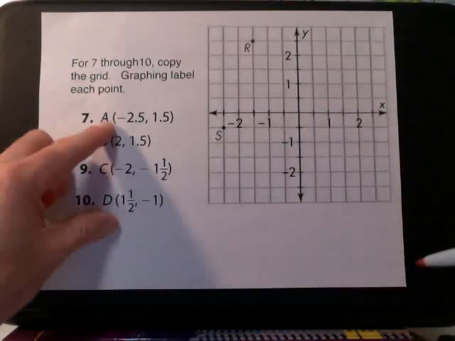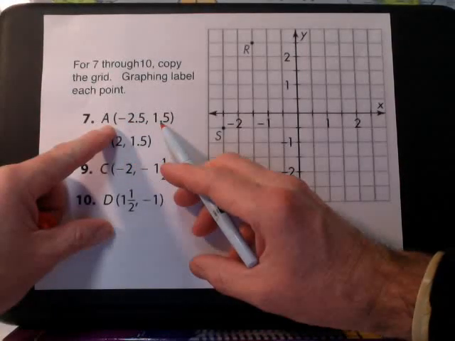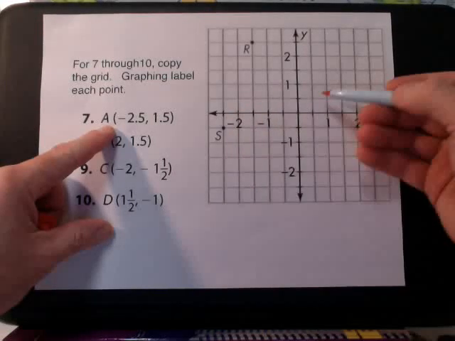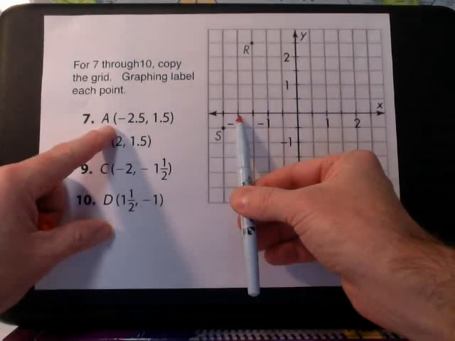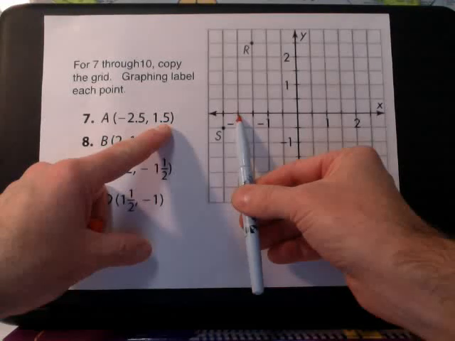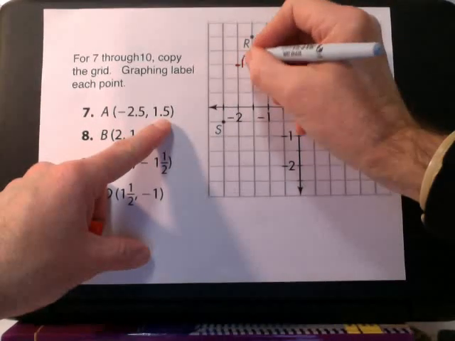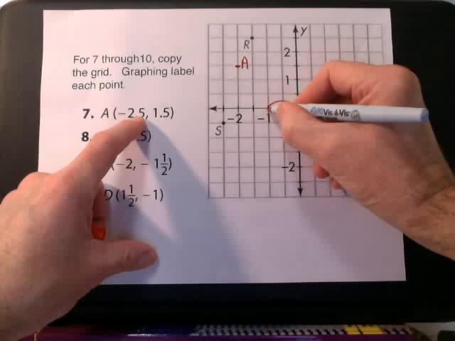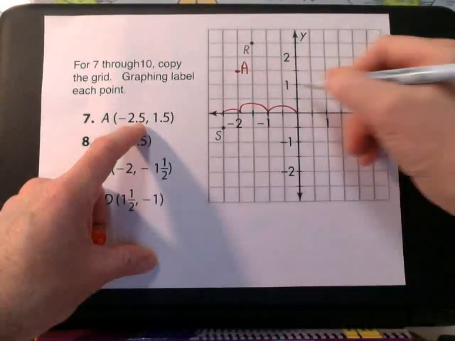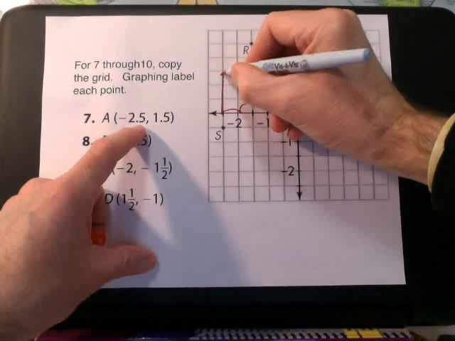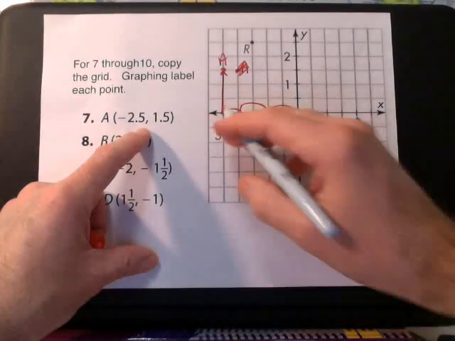All right, here we go. Let's locate point A. Point A is negative 2 5/10, positive 1 5/10. That means it's going to be in quadrant 2. So we come over 2 whole units to here, and then we go up 1 1/2 units. So right here would be point A, because we came over 2.5, oops, it'd be right there, made a little mistake, and then up to there. So there's where point A would be. Okay? And occasionally mistakes will happen like that.